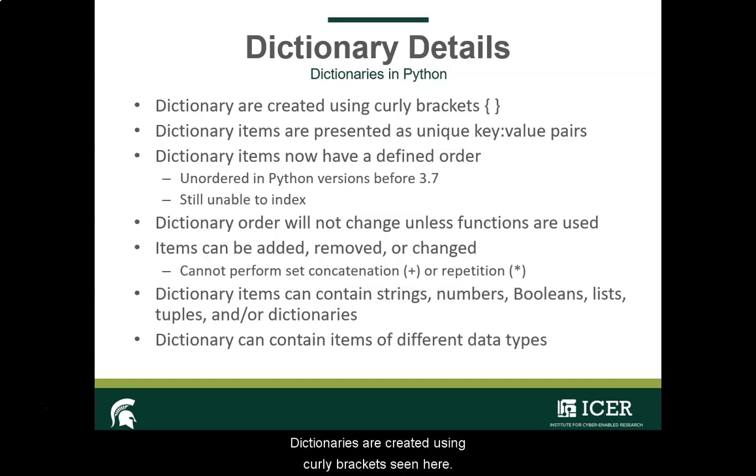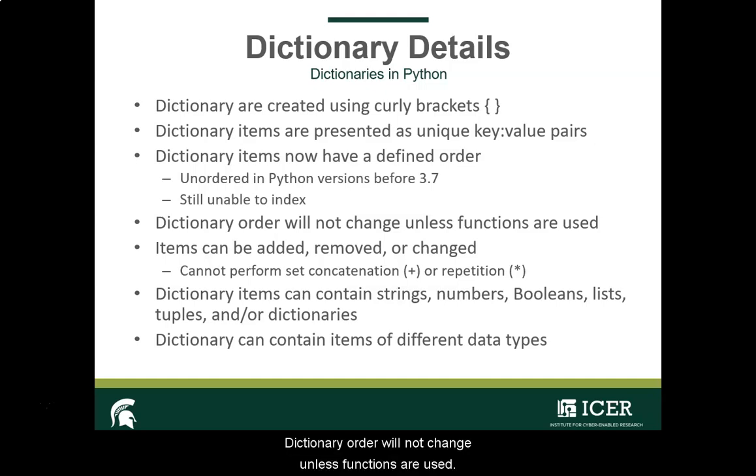Dictionaries are created using curly brackets, seen here. Dictionary items are presented as unique key-value pairs. And dictionary items now have a defined order. In earlier versions of Python, dictionaries were unordered. As of the most recent version, 3.8, dictionaries are ordered, but you are still unable to index items in dictionaries. I theorize future dictionaries are going to be indexable.